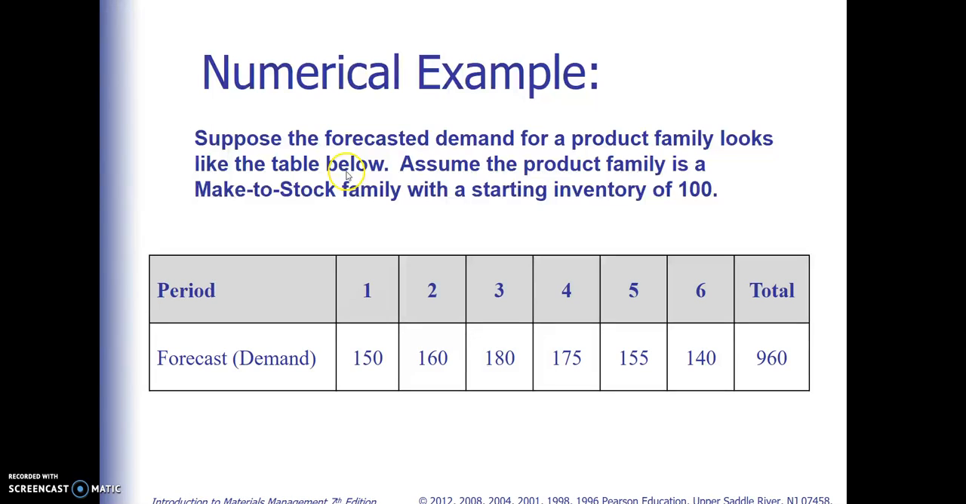Here's a numerical example. So here's a forecast. Assume the product family is a make-to-stock family with starting inventory of 100. So we're going to see each of these periods, periods 1 through 6. Our forecast demand is 150 units, 160, 180, 175, 155, and 140. The total of those is 960 units.